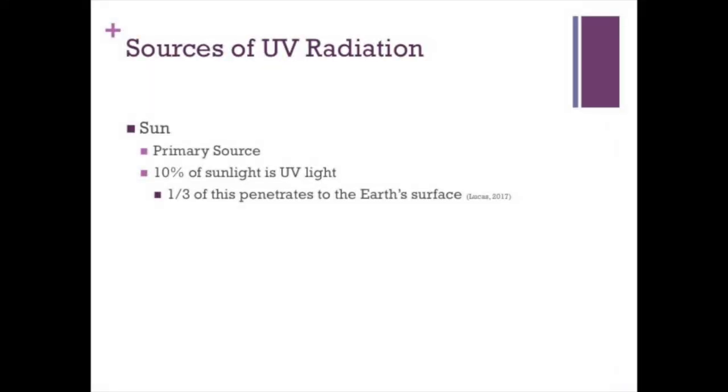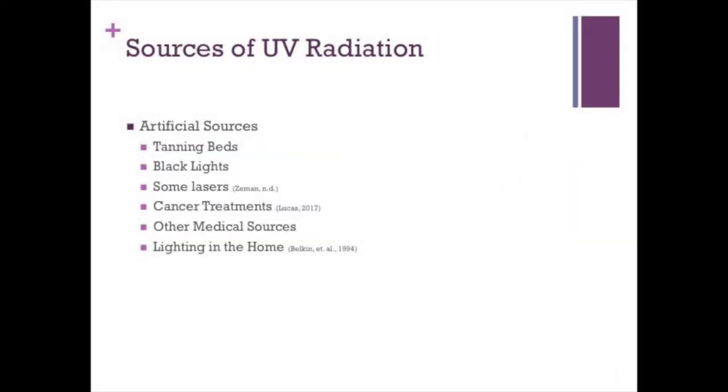The sun is the primary source of UV radiation. Approximately 10% of sunlight is UV light, and 1/3 of this penetrates to the Earth's surface. Artificial sources of UV radiation include tanning beds, black lights, some lasers, cancer treatments, other medical sources like dental lamps, and lighting in the home. However, lighting in the home is not a significant source of UV radiation.